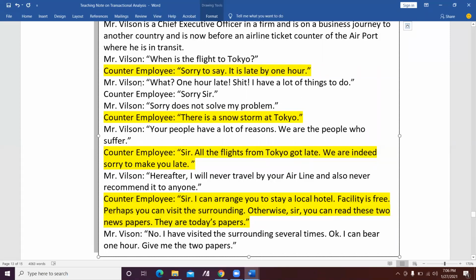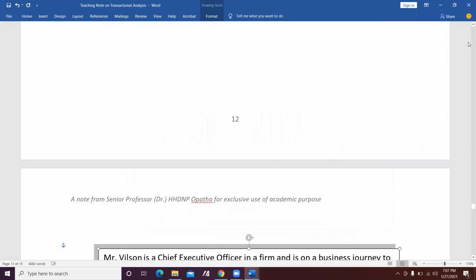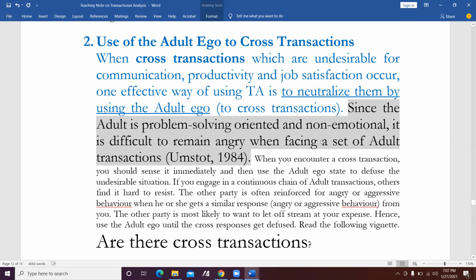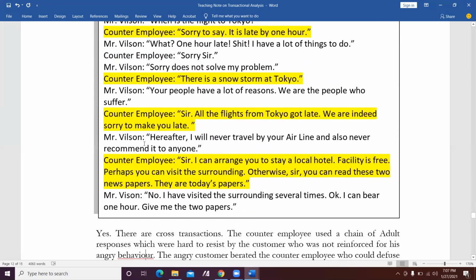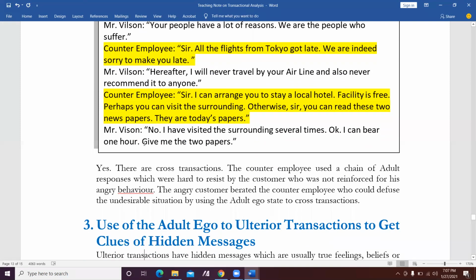You see, this person engaged in a set of adult responses, adult transactions. It was difficult for Mr. Wilson to remain angry, because the counter employee used a set of adult transactions. Ultimately, he became cool. Then he had to use the adult ego, and then it was possible for the counter employee to avoid a possible conflict.